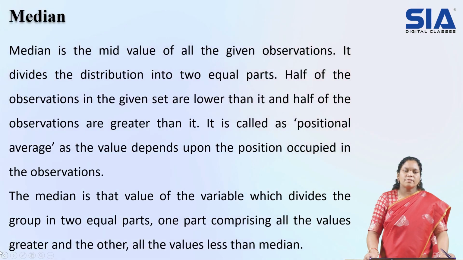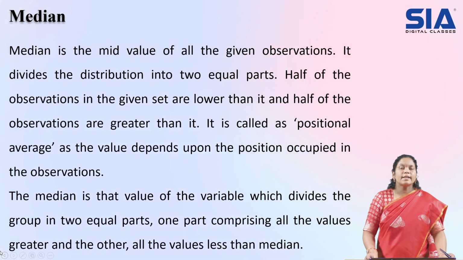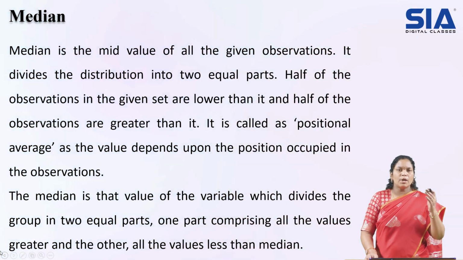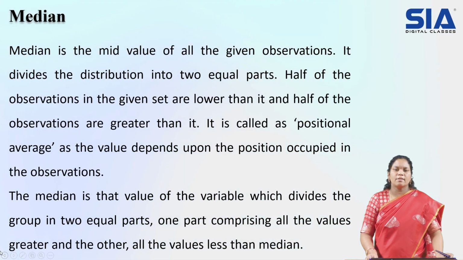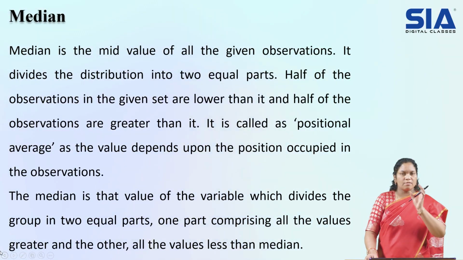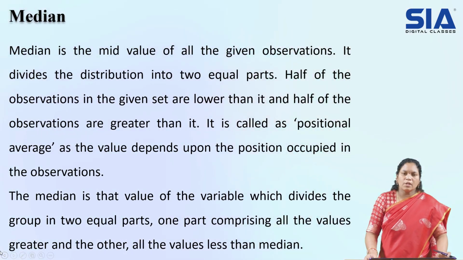So half of the observations in the given set are lower than it and half of the observations are greater than it. Why? Because we'll be arranging the data in ascending order. So like that you'll get the first half lower and the second half the greater values. So it is also called a positional average because it decides the position of the data. So positional average we will also call it.